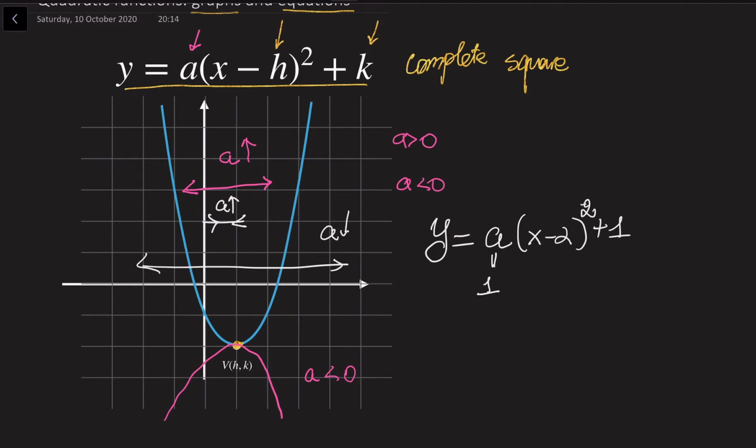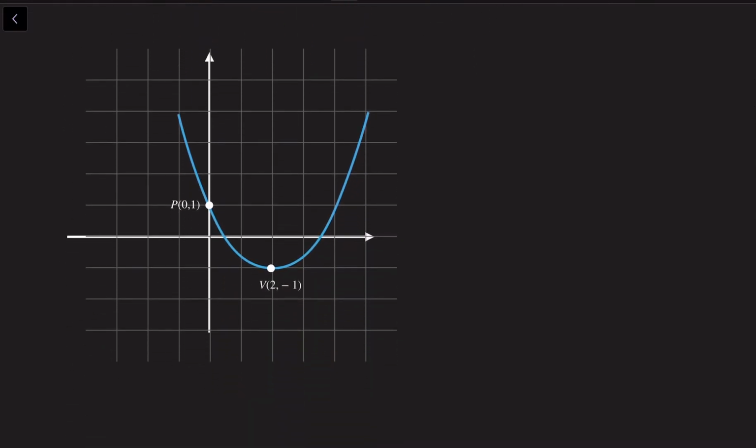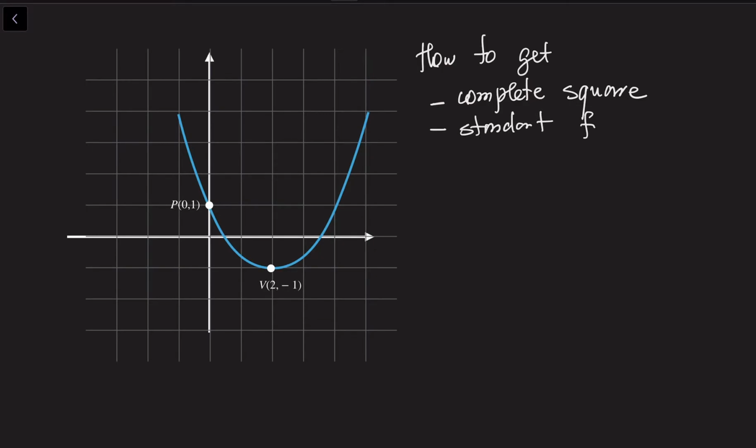So now we're going to discuss the inverse problem. So basically, if you are given a curve or the graph of the parabola, how do we figure out the equation of this parabola? We first of all are going to discuss how to get the complete square form. And we know that we can get the standard form by just opening the brackets in the complete square form. So let's do this.